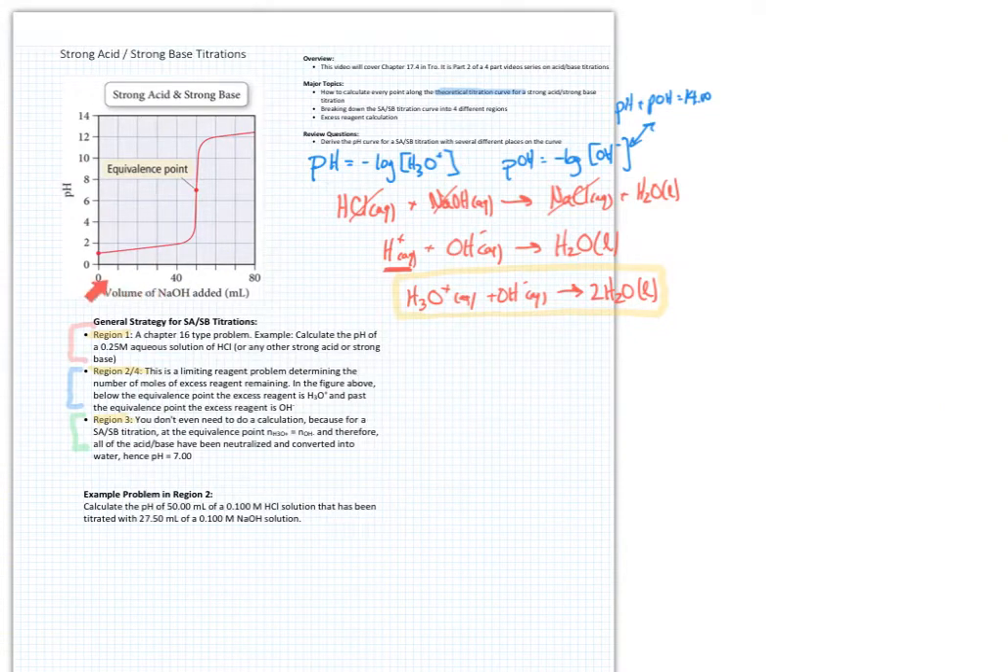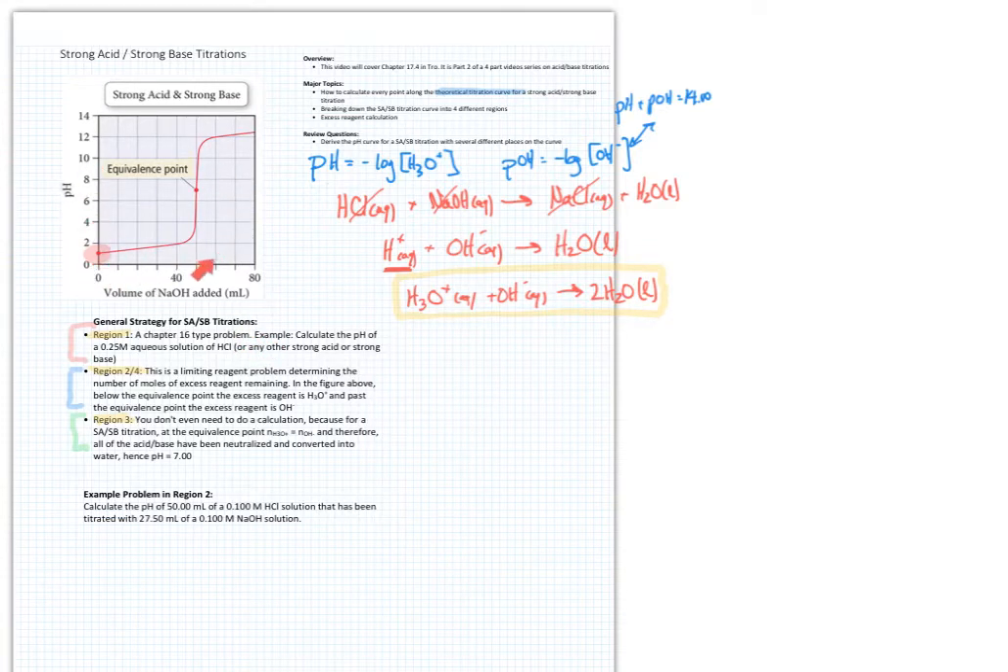Okay, welcome back, Panthers. I've cleaned up the mess I made of this titration curve, so it's a little bit clearer to look at. We're going to take a look at region 1 first. This is the easiest problem. If your professor gives you one of these, you're going to say, thank you, Dr. Augustine, because this is not a hard problem at all. This is actually a chapter 16 type problem. So here's an example of what this might look like.